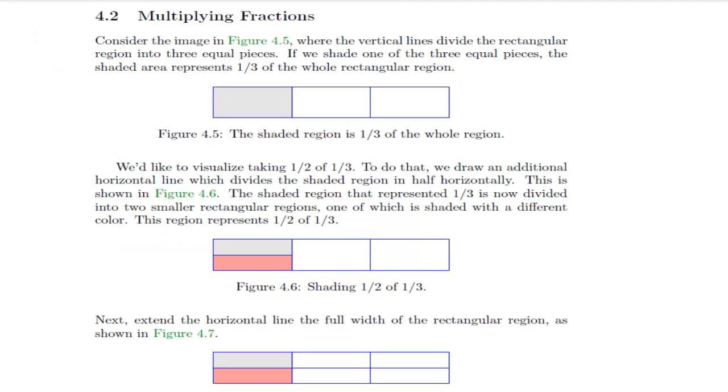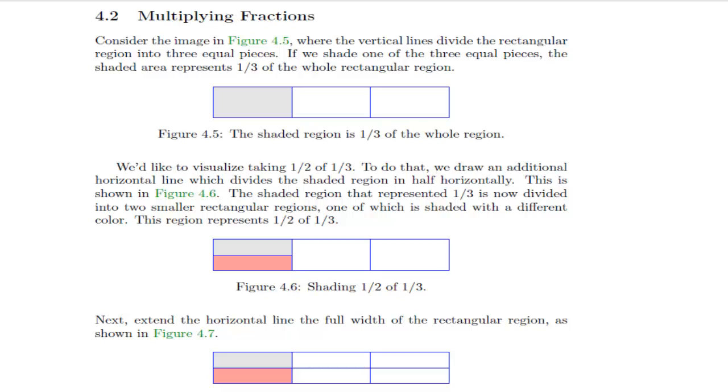triangles. Consider the image in figure 4.5, where the vertical lines divide the rectangular region into three equal pieces. If we shade one of the three equal pieces, the shaded area represents 1/3 of the whole rectangular region. We'd like to visualize taking 1/2 of 1/3. To do that, we draw an additional horizontal line which divides the shaded region into half horizontally. This is shown in figure 4.6.